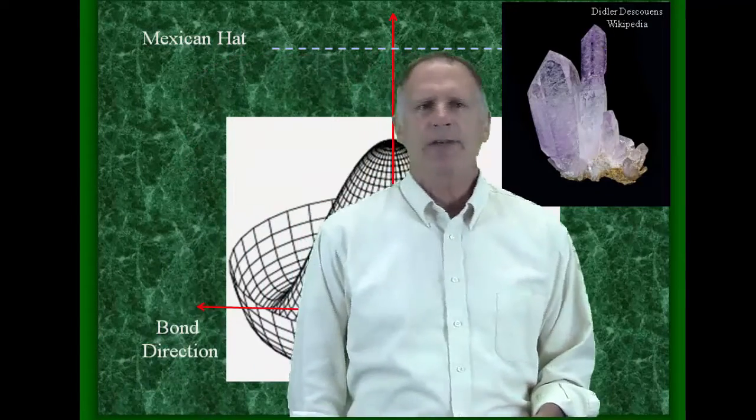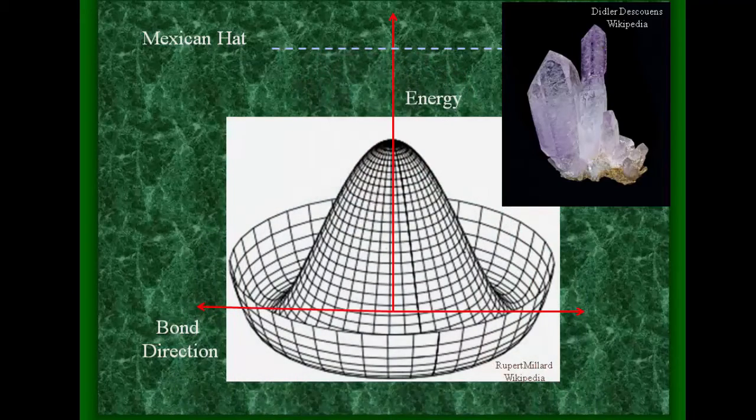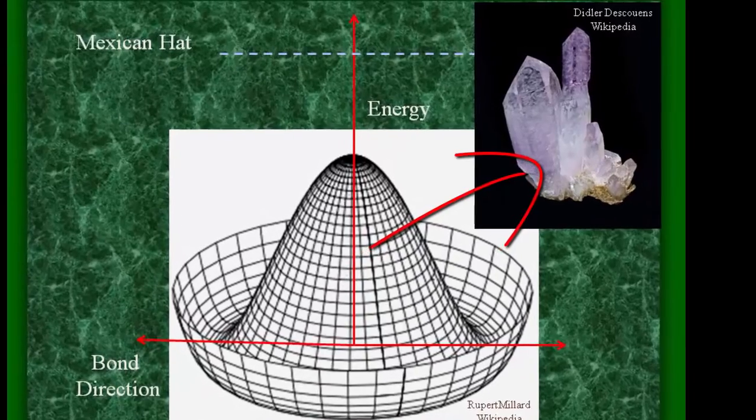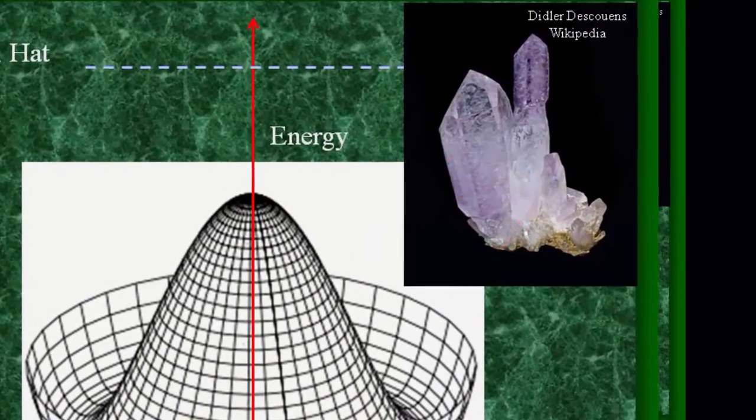But in order to do that, I've got to explain the Mexican hat. And the Mexican hat is just a nice way of looking at energy levels. The z-axis here is energy, and the x and y axes, which are 360 degrees on the Mexican hat, are bond directions. Now, to make this simple, I want to talk first about how crystals relate to the Mexican hat. You can see these are amethyst crystals over here. Very nice crystals.